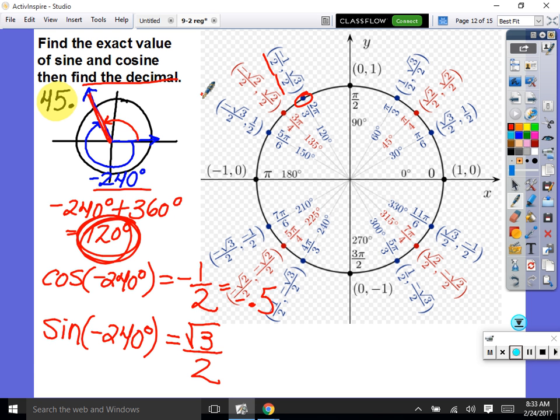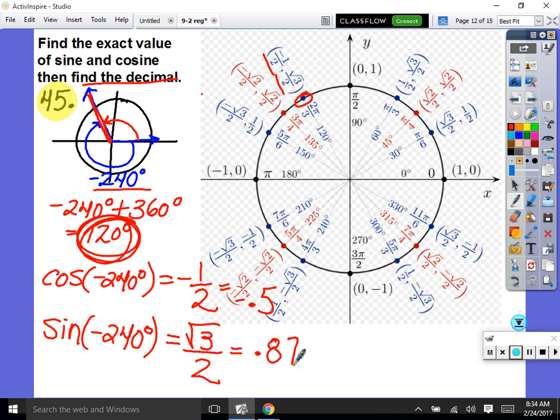So you can type in sine of negative 240 into your calculator. What do you get? .866, so 0.87. Now let's check it. I want you to also type in square root of 3 divided by 2. See if it came out right, if we did it right. Square root of 3 divided by 2. Isn't that also 0.87? Yes.